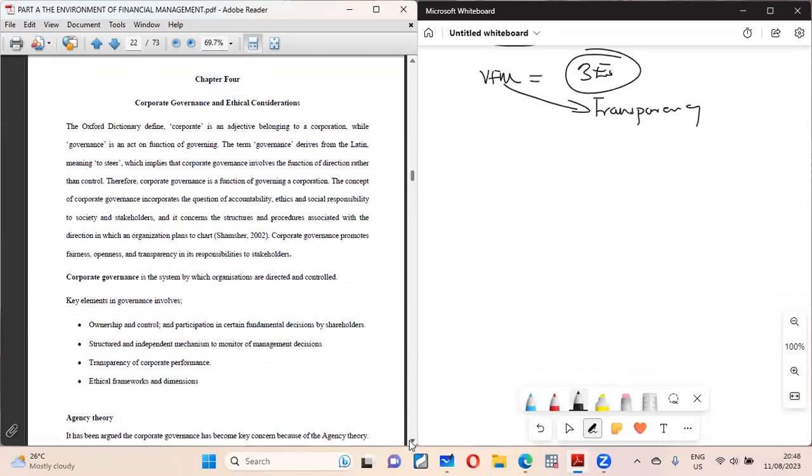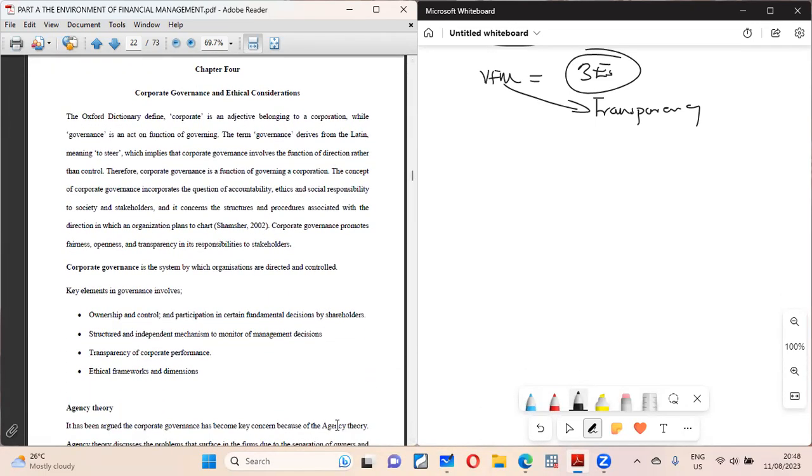Then we move on to chapter 4. At chapter 4, what we are doing is to talk about corporate governance and ethical consideration. Of course, this is not an audit paper, so we need not waste much time here. When we say corporate governance, all that we are saying is how the company is run, all right? How you run the company. But we are interested in this as financial management because of the concept of principal versus the agent.